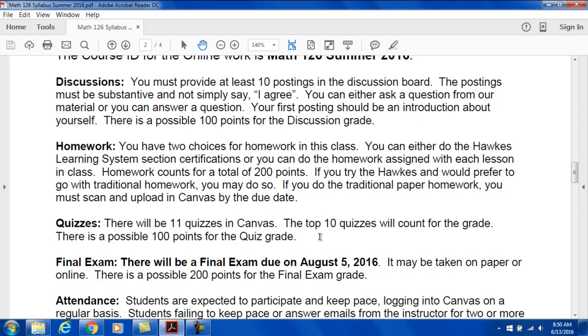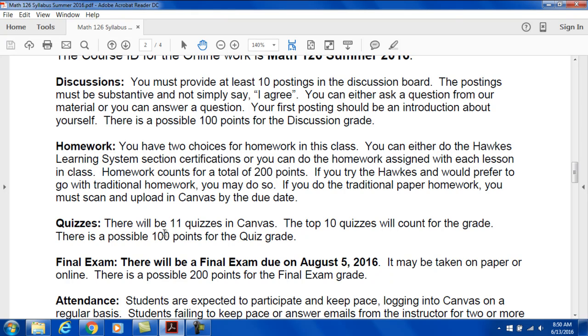If you do the traditional paper homework, you must scan and upload it to Canvas by the due date. I want a PDF as a single file. I don't want 50 pages of some kind of JPEG that I have to convert over and modify so it fits on a page. I want a single PDF file, and there's a great program I found for my cell phone for doing that called Tiny Scanner.